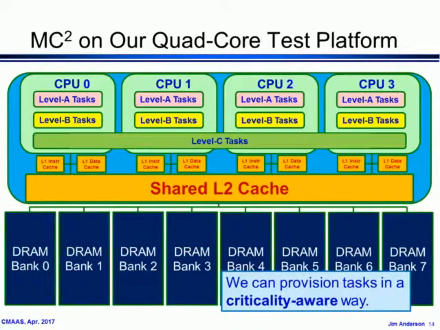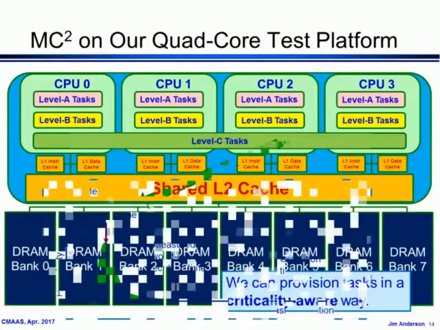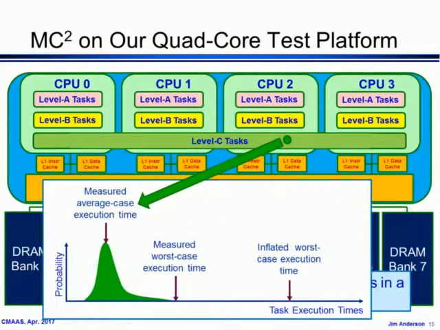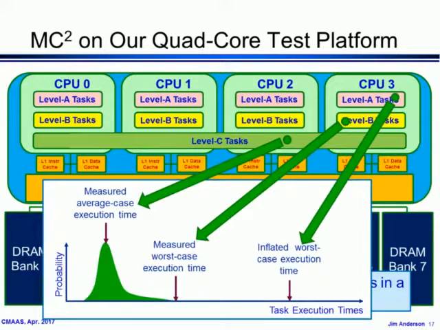So we provision tasks in a criticality-oriented way. And in our experiments, we usually do it like this. The level C tasks, which are soft real-time, we provision them based upon the average case. We don't have a static timing analysis tool, so all of our PETs are determined via a measurement process. And so the level B PETs are going to be worst case observed values. And for the level A ones, we apply some kind of an inflation factor for safety.